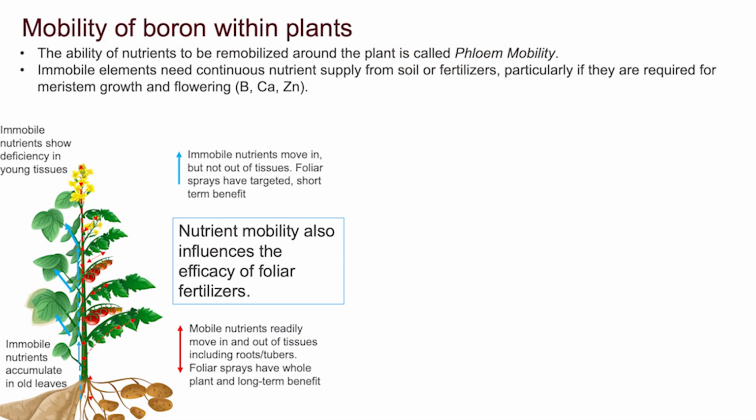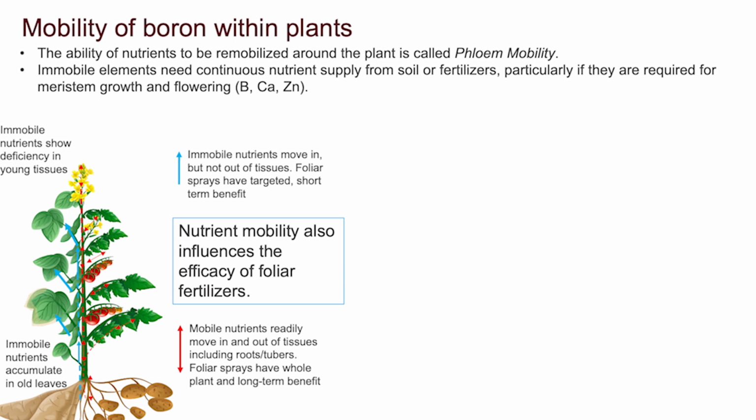Nutrient mobility also affects efficacy of foliar fertilizers. And if you think about that, it's kind of clear why that happens. I can get a foliar fertilizer, spray it on a plant. I can satisfy the needs of the tissue that I spray. But if a new tissue grows tomorrow, very little of that applied boron is available for the use by the new tissues. That becomes important for how we manage fertilizers.